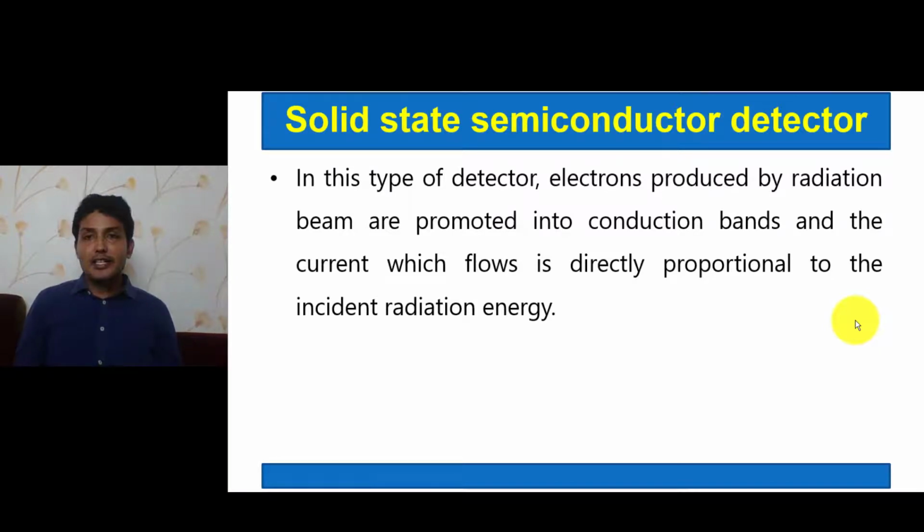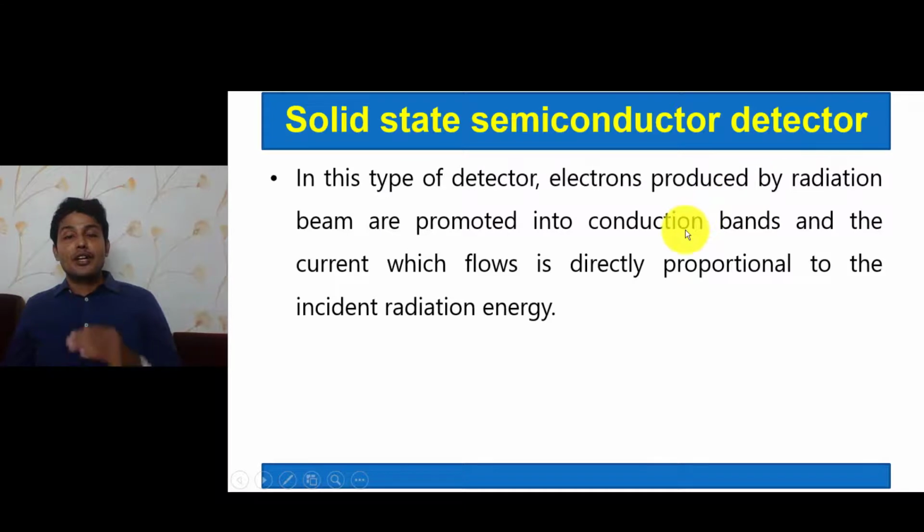Then semiconductor detectors. Here in semiconductor detectors, which are solid state, electrons produced by radiation beam are promoted into conduction bands. So these semiconductors have a conducting band and a non-conducting band. In normal conditions, they are non-conducting. But when radiation falls on them, the electrons are shifted to the conduction band, and as they are shifted into conduction bands, current flows.